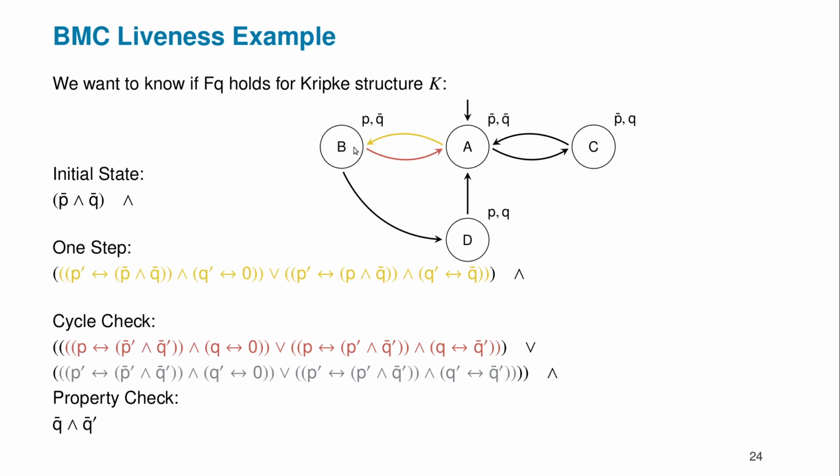So the red part asks if we can go from the state we reached after one step back to the original state. And the gray part asks if there is a self loop in the state that we reached after one step. Finally, we have to include the property check, which asks if not P holds in the initial state, and if not Q holds in the state we have visited after one step.